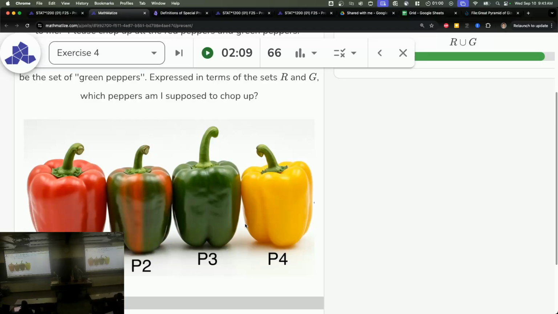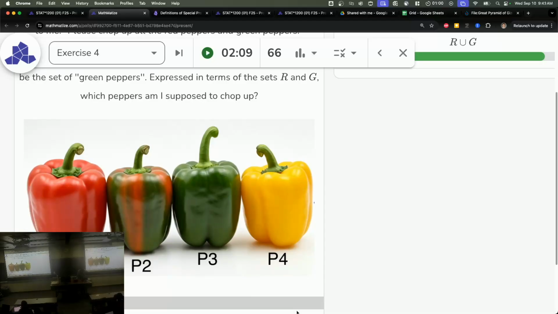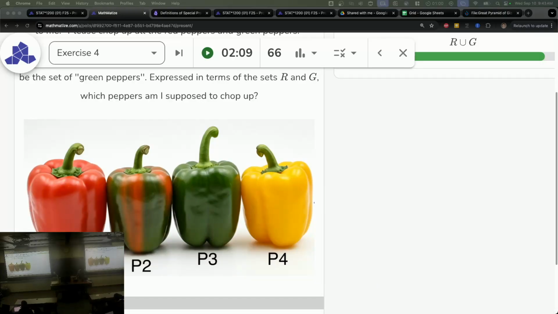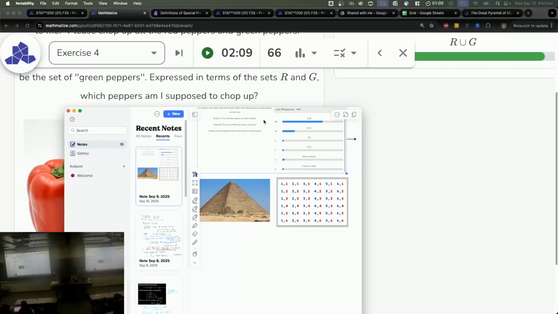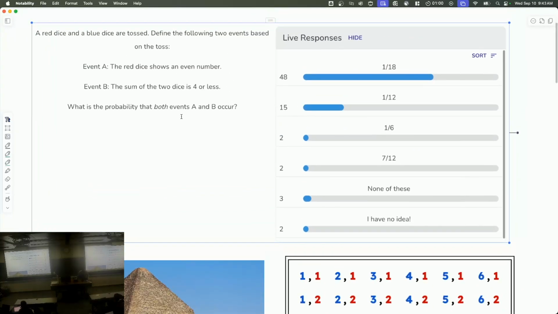Okay, on Monday's class, we left you with another problem in MathMatize. Let's see if I can find that. That would be here, and I have to bring it over so you can see it. You might wonder, why do I have a pyramid? We'll get to the pyramid in a few minutes.